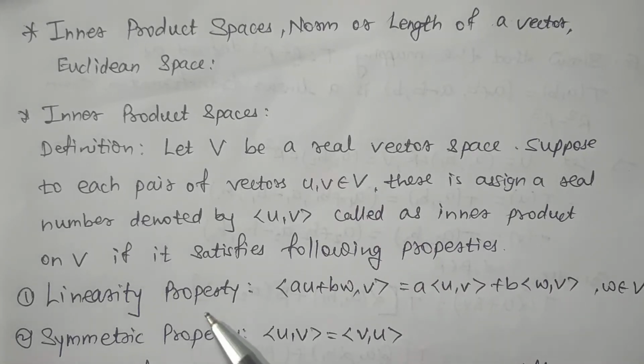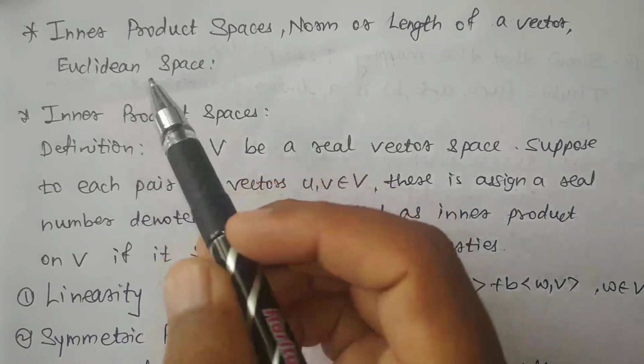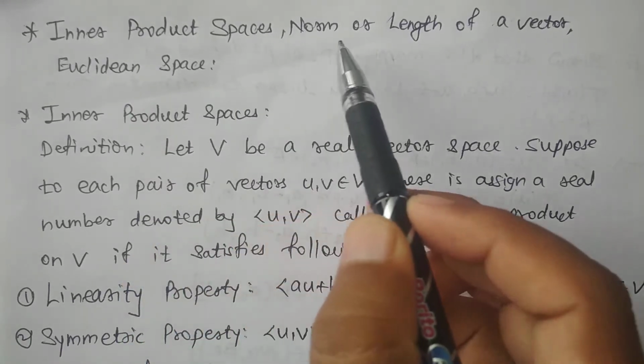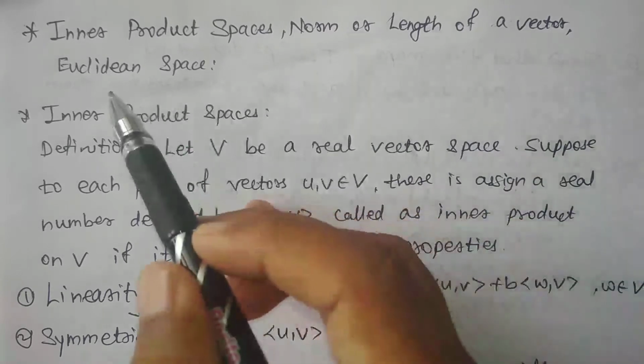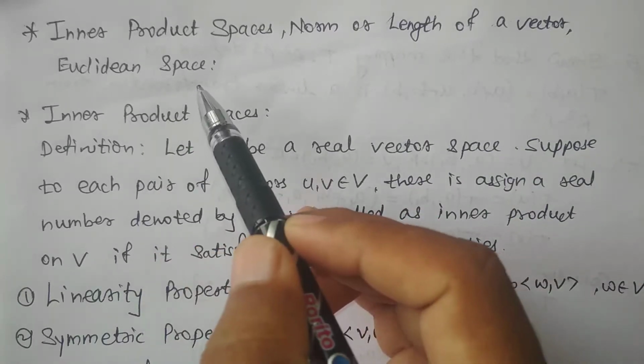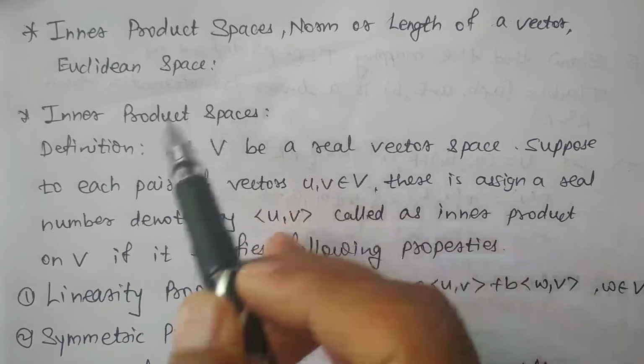Today we are going to learn the next topic of unit number 3: inner product spaces, norm or length of a vector, and Euclidean space. So let us start with the inner product spaces.